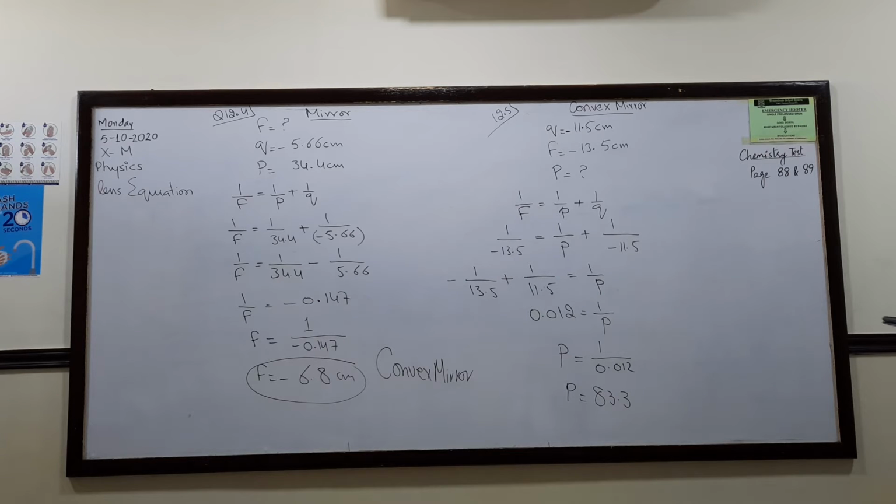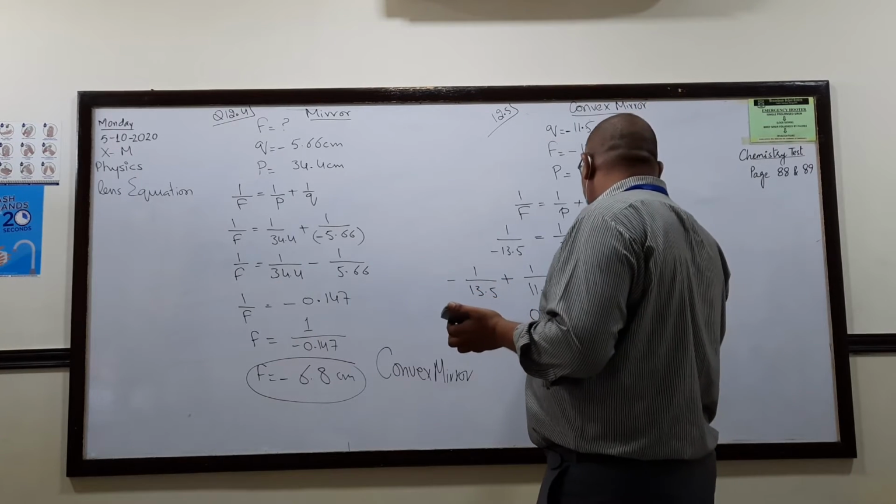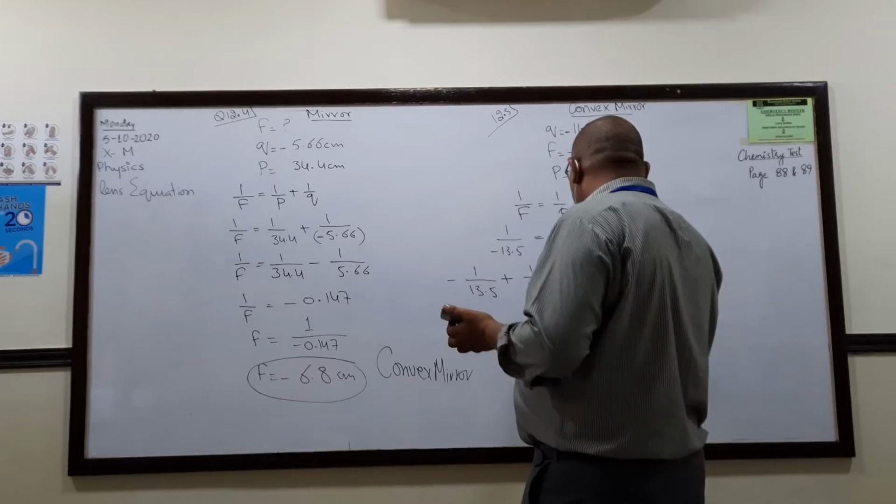Okay. So what is written here? It is minus 1 divided by 13.5, and it will become plus 1 divided by 11.5. So what's the answer? This is 0.01288. Here I also have 8, so it will become 9.